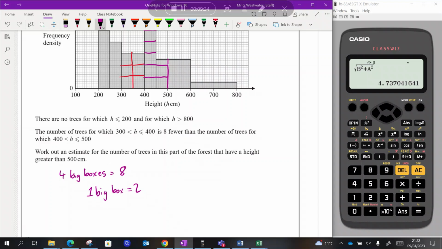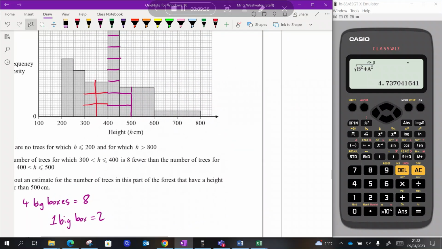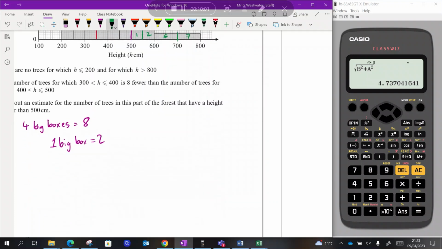Okay, so work out an estimate for the number of trees in this part of the forest that have a height greater than 500. So let's see how many boxes we've got, and I'll use a different colour. Let's go green, be on theme for trees. We've got 1, 2, 3, 4, 5 for the 2 at the top, 6, 7. Okay, so 1, 2, 3, 4, 5, 6, 7. So if we've got 7 big boxes, that means I've got 14 trees.